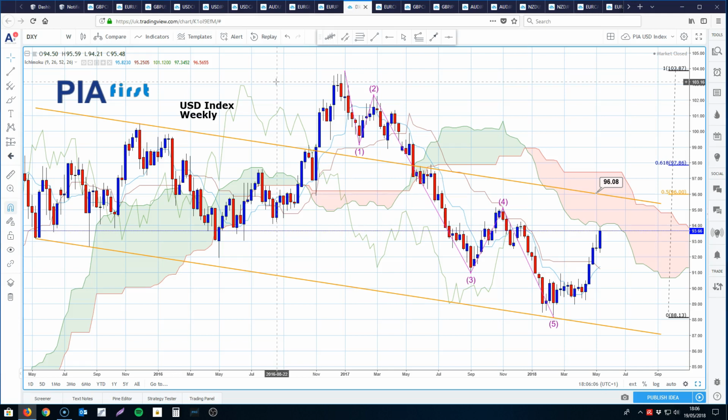We're going to be looking at the dollar index. We're also going to be looking at the FX majors, highlighting our support and resistance levels, and also where we think the currency pairs are heading this week.